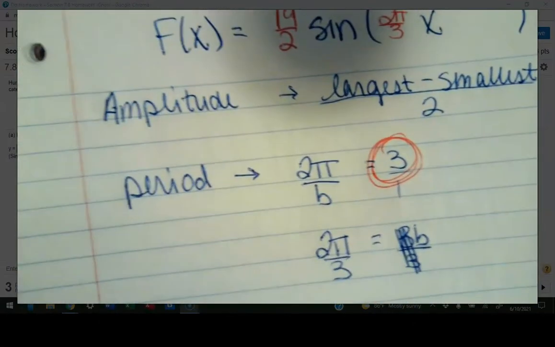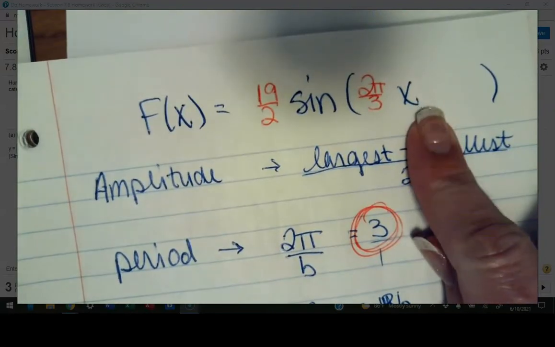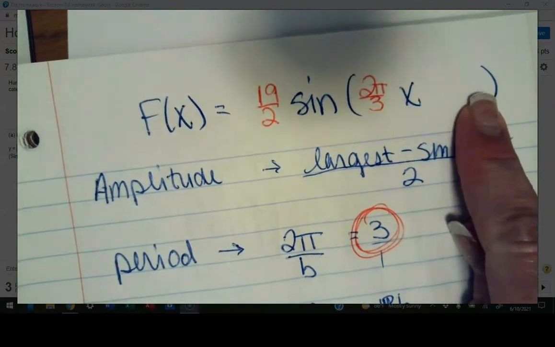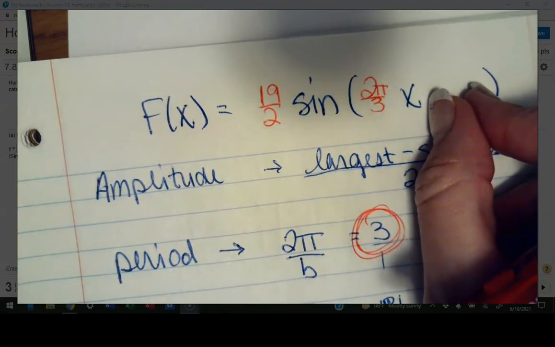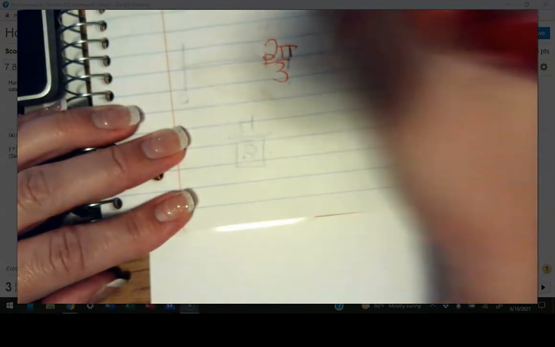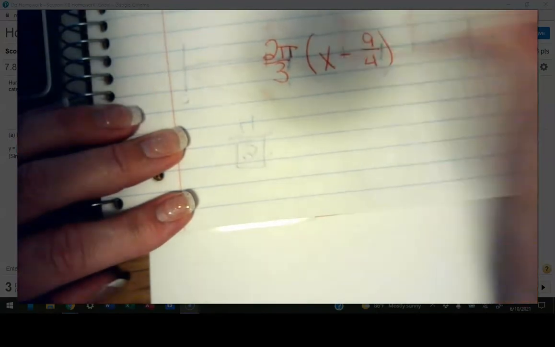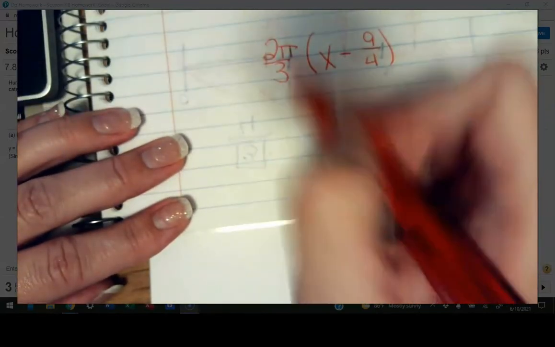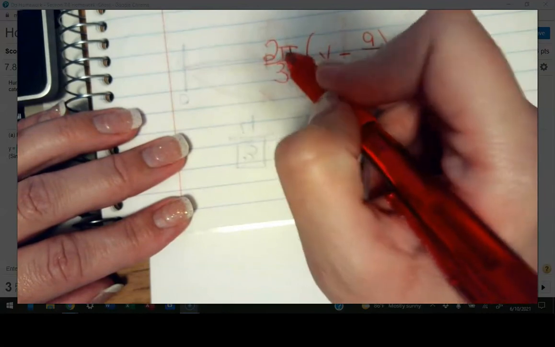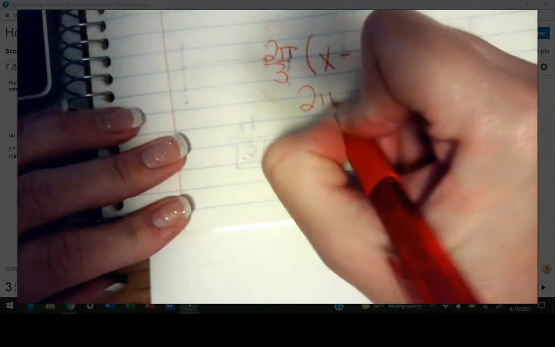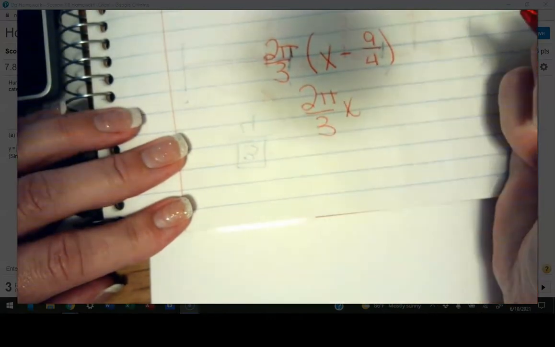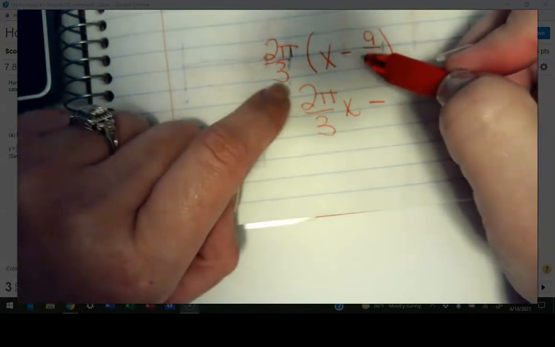So what I have right here, now here's the issue. You're substituting your x minus 9/4. Remember, it's going to be minus 9/4 because you changed the sign. So what I have at this point, come down here, is my 2 pi over 3, which is my period. And then I have x minus 9/4. And now I just need to distribute.